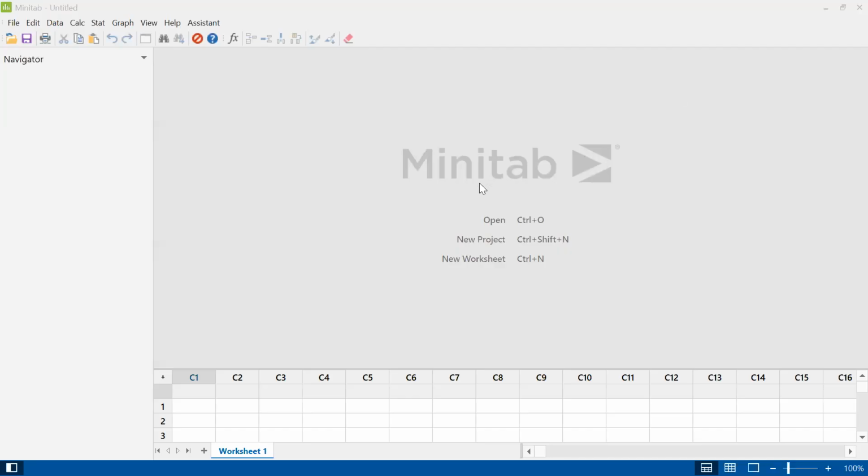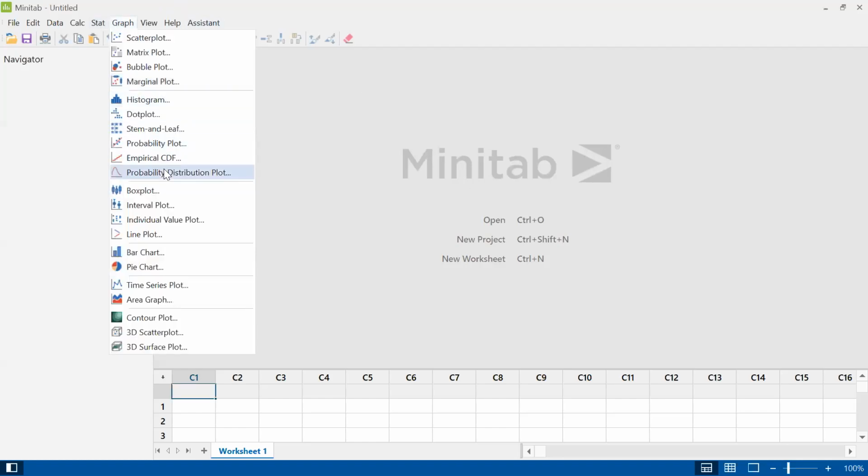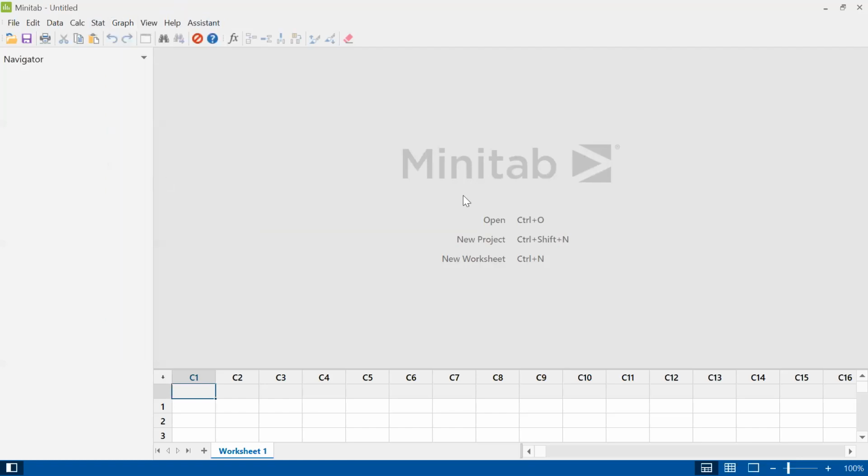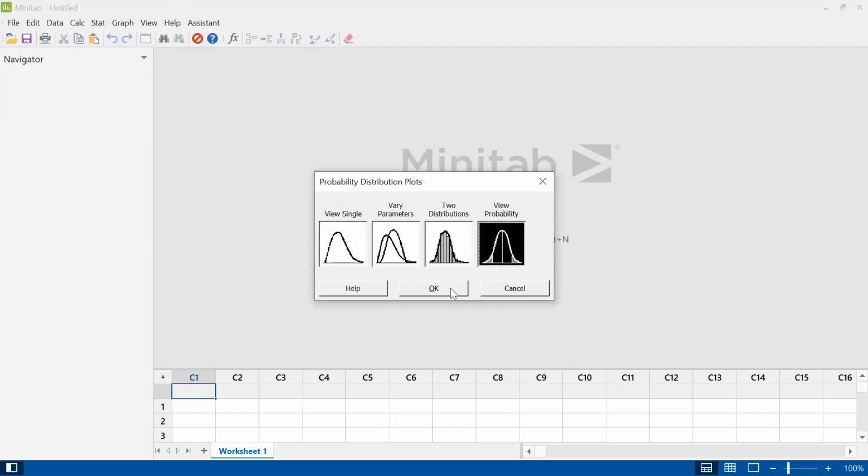Okay, so here I am in Minitab. I want to compute the first part of that question for the school with 120 students. So let's get everything into Minitab. We're going to use Graph, Probability Distribution Plot, the way we've always been doing our computations for the normal distribution. View Probability is what we've always been using.